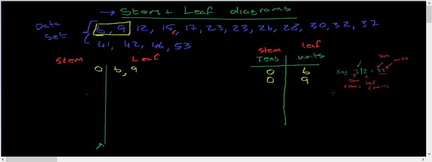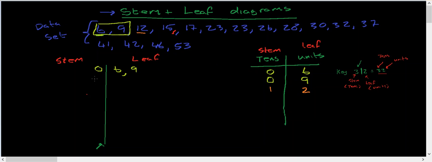So again, if we think about it, there's 0 and 6, that's the number 6, 0 and 9, that's the number 9. So next, if we move on and look at the numbers, now we have this number 12. So 12 has 1 ten, that's the 10 part. The 1 represents the tens, and the 2 represents the units, like so.